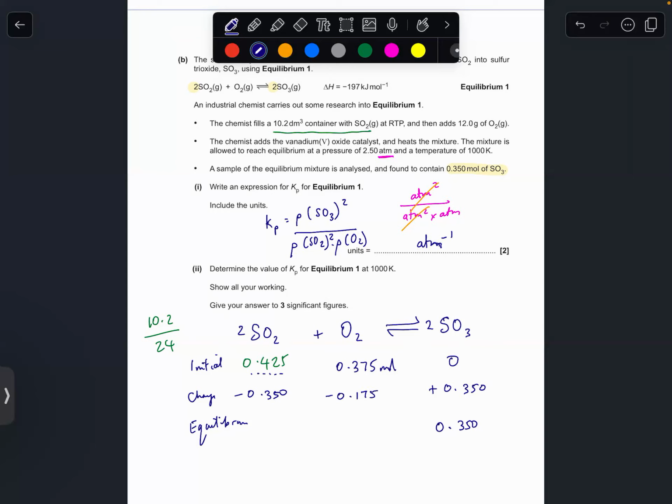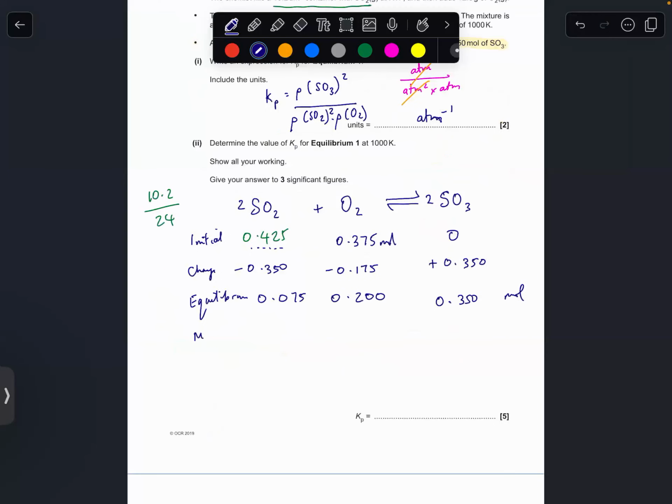0.175. That leaves you with 0.200 at equilibrium. And that one will be 0.075 left. So you've got your equilibrium moles. What we then do is work out the mole fractions. Mole fraction is the moles divided by the total moles.